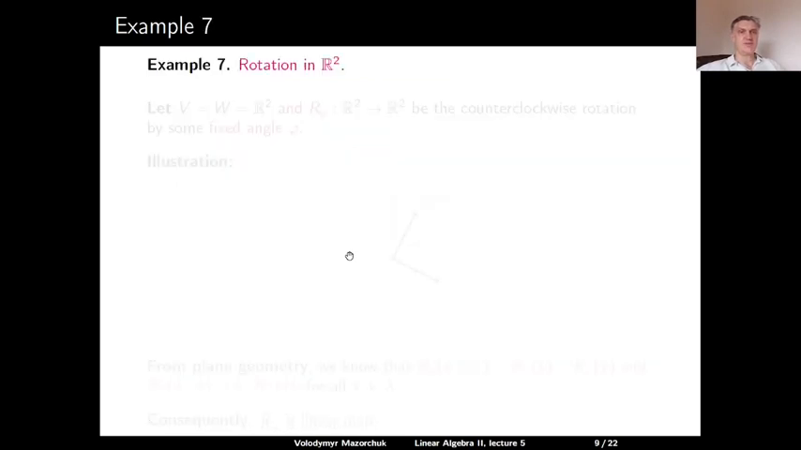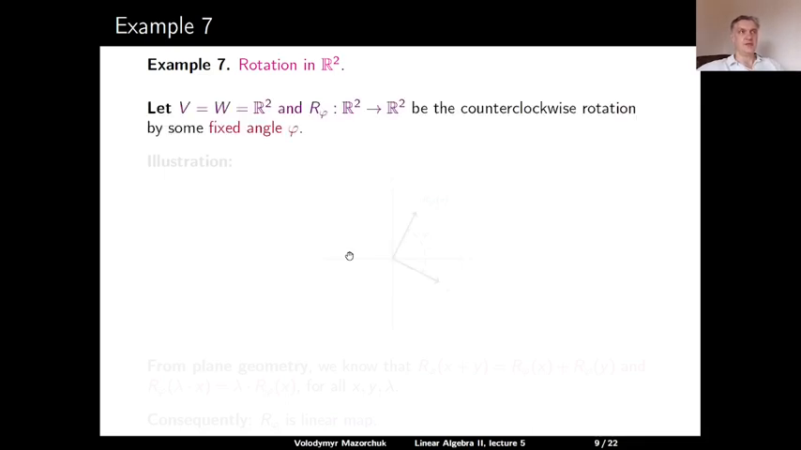Example 7. Rotation in R2. Let V and W be the usual real plane R2. Fix some angle phi and denote by R phi the map from R2 to R2 given by the counterclockwise rotation with respect to origin. So here is the illustration of this map. If we take any vector v in R2, we rotate it counterclockwise by the angle phi, and we get the element R phi of v.